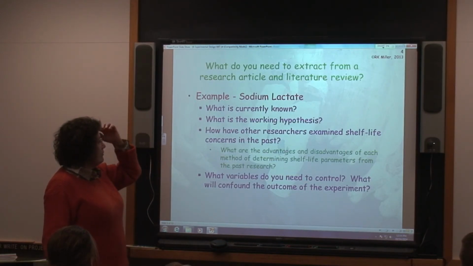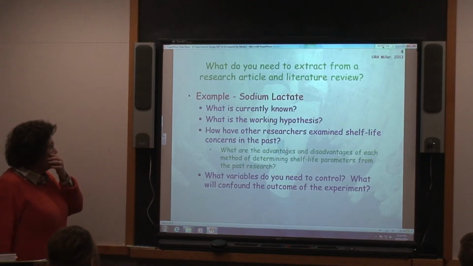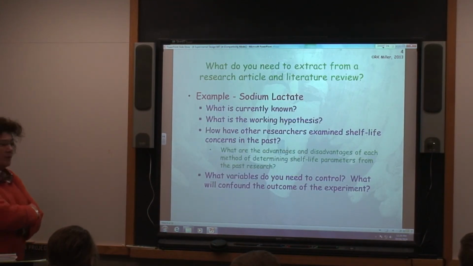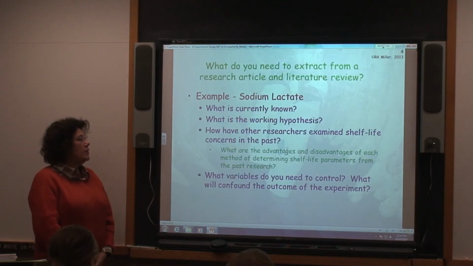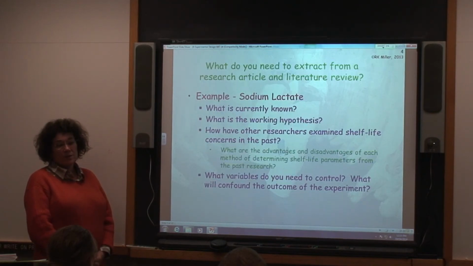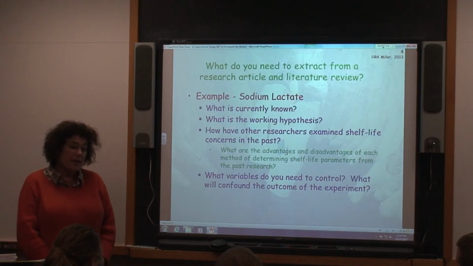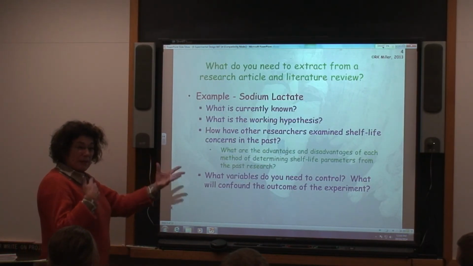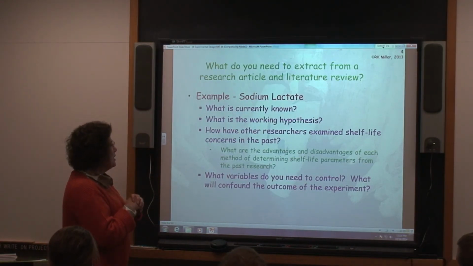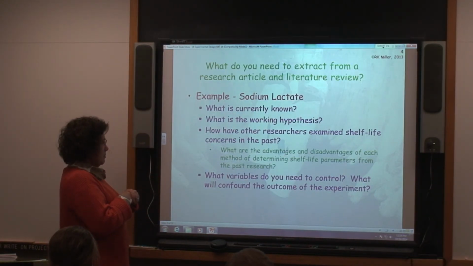What do you need to extract from your research articles and literature review? I used the example of sodium lactate. It's one of my first papers here. It's been one of my classic contributions to scientific literature: use of sodium lactate in pre-cooked roast beef to extend shelf life and how it impacts palatability. I will just tell you, I already did the work when I was at Montfort, but now I'm not in industry, and I got to come here and they thought I was really smart. So that's okay. There's a lot of stuff in industry that they know that they can't publish.